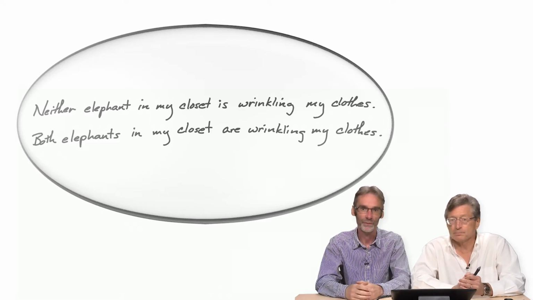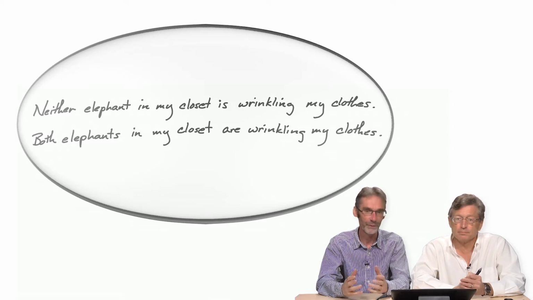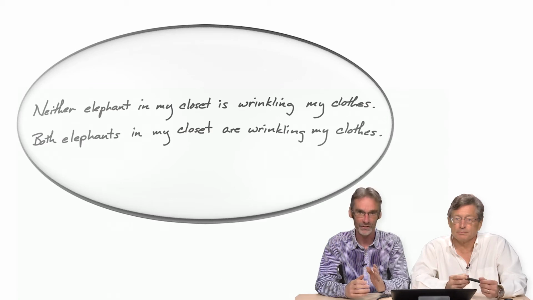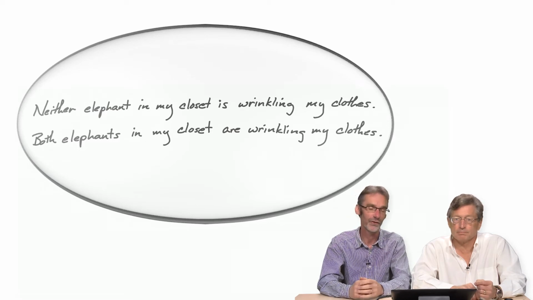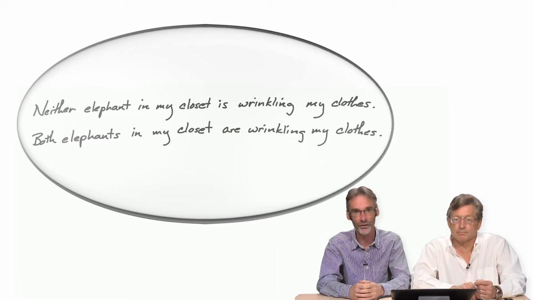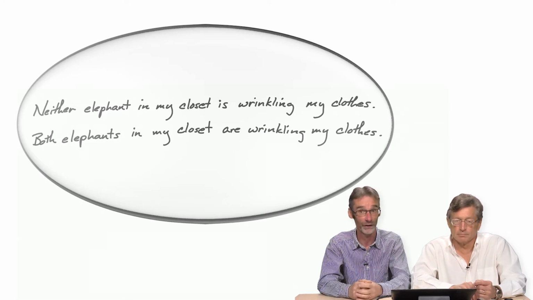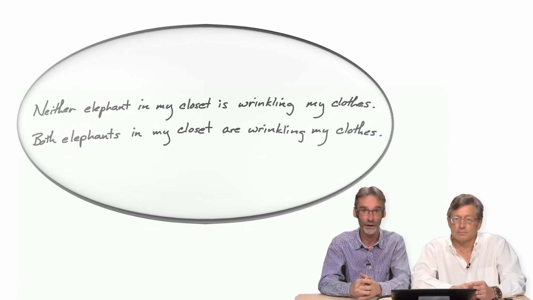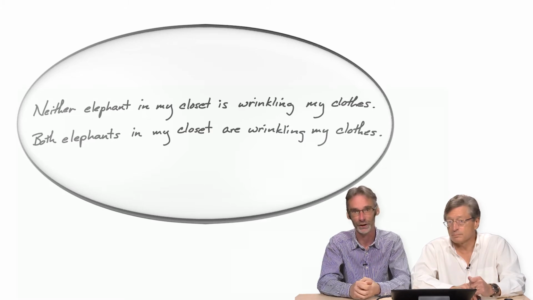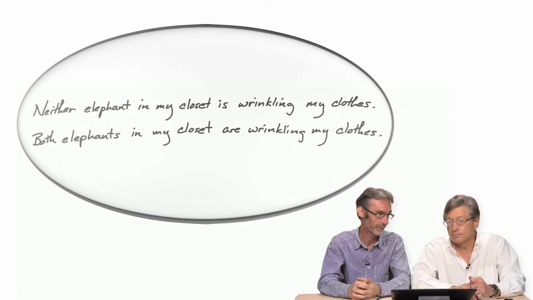So according to Russell, the sentence, the elephant in my closet is wrinkling my clothes, should be true only if there is exactly one elephant in my closet, and if that elephant is wrinkling my clothes. Conversely, it's false if there are no elephants in my closet, 2 elephants in my closet, 17 elephants in my closet, whether or not they're wrinkling my clothes. It's also false if there is exactly one elephant in my closet, but it's not wrinkling my clothes. But that's a less interesting situation, except perhaps to my dry cleaner.